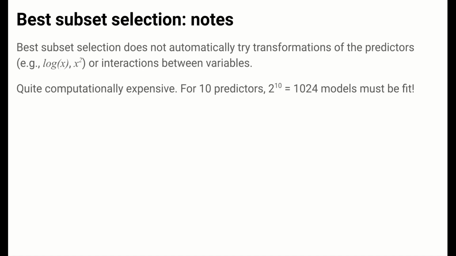Best subset selection is conceptually simple. It just tries all possible models formed from including and excluding variables. However, it does not automatically try transformations of the predictors or interactions between variables, which can certainly be important. If we want to explore them, we have to manually include the transformed variables or interaction terms before running the algorithm. Another downside is that best subset selection is computationally expensive. With just 10 predictors, over 1,000 models have to be fit. As we get more predictors, it quickly becomes infeasible to even run best subset selection. This computational time limitation is the main motivator for exploring forward and backward stepwise selection.